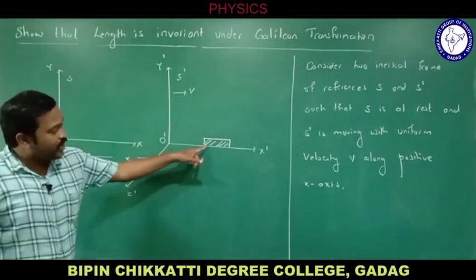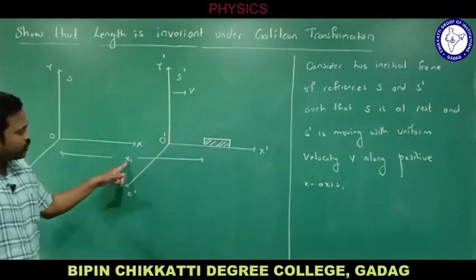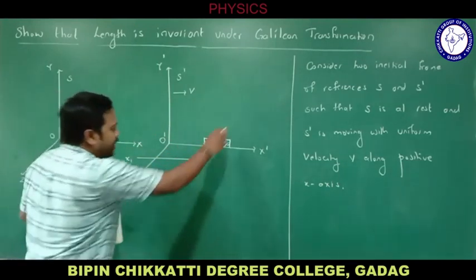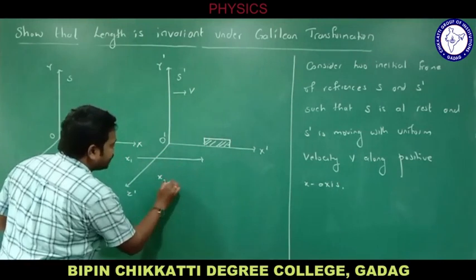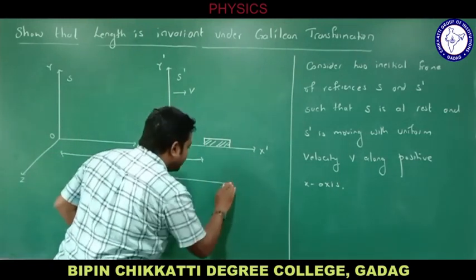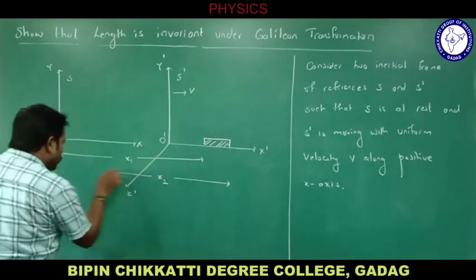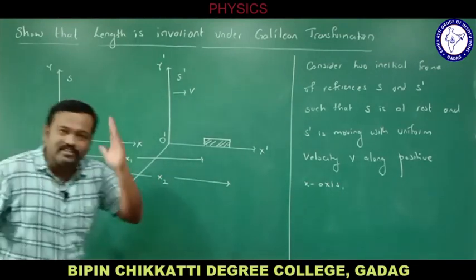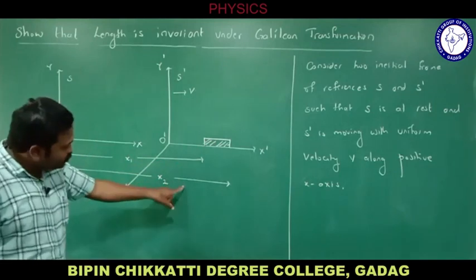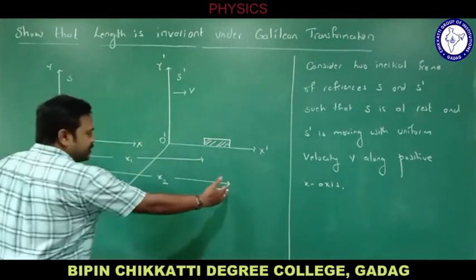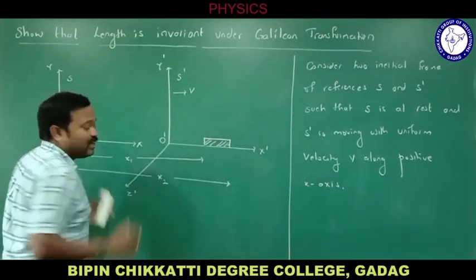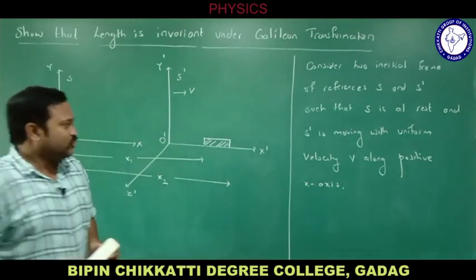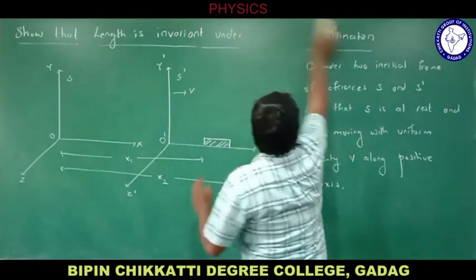So at this point I need to measure it. Let me take x1 as the distance from O to this end of the rod. At the other end, let me take it as x2. This is x1 and this is x2. Tell me, what is the length of the rod? The length of the rod is x2 minus x1, right? This is x2 minus x1, which gives the length of the rod with respect to frame S. That is how I'll be continuing with the derivation.